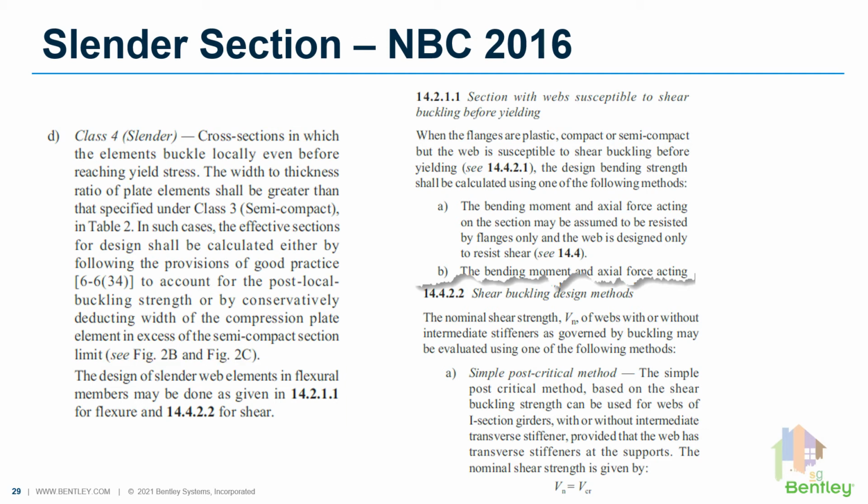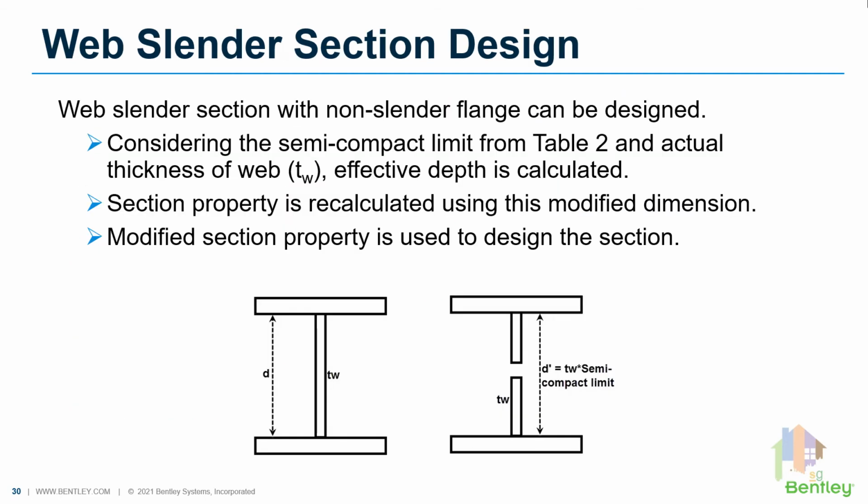Using this method, the code is actually reducing the section capacity by not utilizing the full section properties and indirectly recommends using up to semi-compact class section. However, the rectifications mentioned in NBC 2016 code are not yet implemented, and only web slender section design is possible using the modified section property method. If you assign a section with slender web, then the program reduces the web depth up to semi-compact limit, considering actual web thickness value, then recalculates the properties and with the modified section property performs the design.